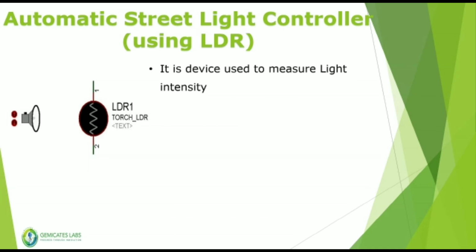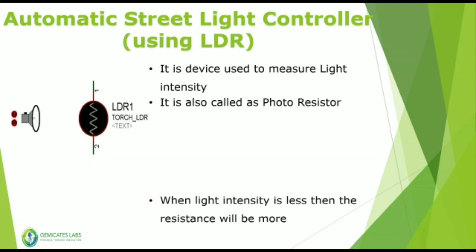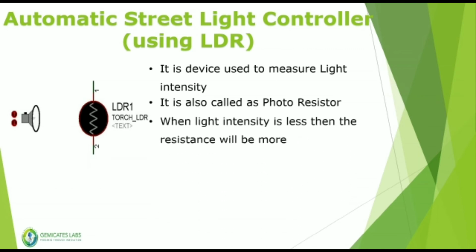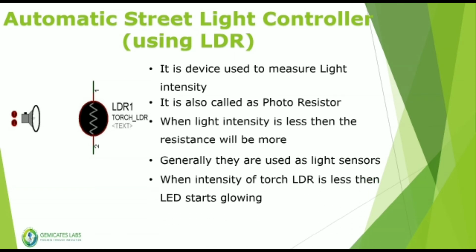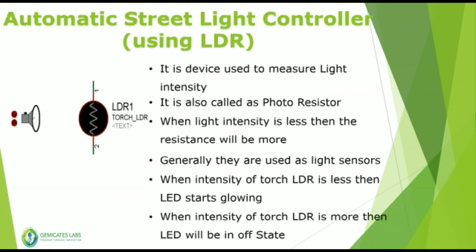LDR is a special type of resistor that reacts to change in light level. LDR is also called as photoresistor. The resistance of LDR changes as different amounts of light fall on the top of the device. This allows electronic circuits to measure changes in light level. Generally, they are used as light sensors. In this experiment, we are going to see when light level is low, then LED starts glowing, and when light level is high, LED stops glowing. We are going to do this by using LDR.